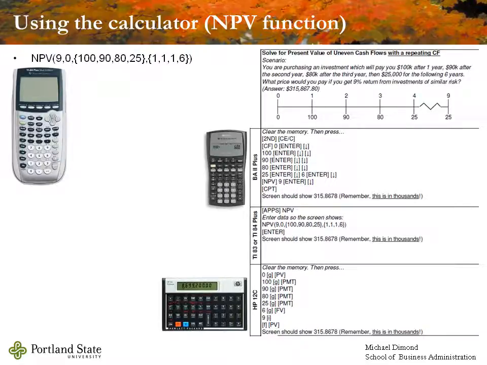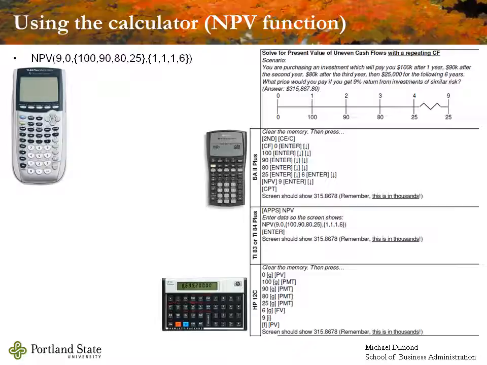It could be that we're going to have a circumstance where we've got a set of cash flows which have independent cash flows which are different, and then some of them will repeat. So in the case of this example, we see a $100,000 cash flow after year 1, $90,000 in the second year, $80,000 after the third year, and then $25,000 for each of the following 6 years. Years 4 through 9 are going to have a $25,000 cash flow.